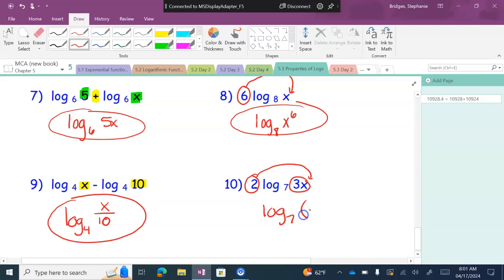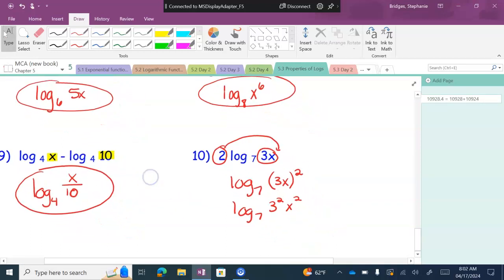Log base 7 of, I'm going to show you several different ways we can write it, okay? You have to put that 3x in parentheses. Or you can give it to both the 3 and the x. And then if I do that, what would probably be the better way to write that? Instead of leaving it as 3 squared, what could I turn it into? 9. Okay. This is the most simplified form.